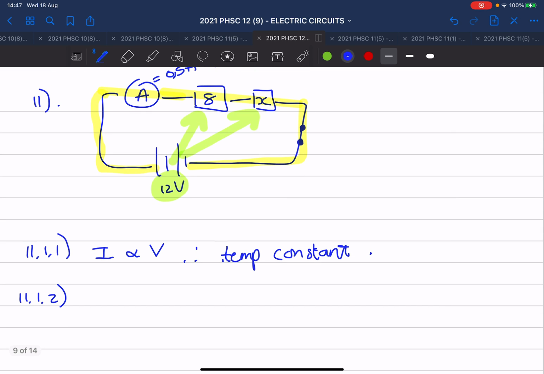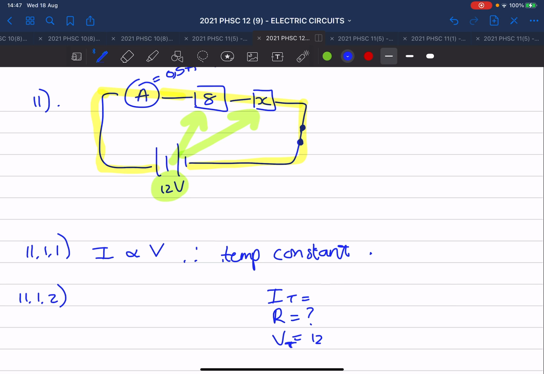11.1.2, they ask, calculate the resistance of resistor X. Okay, now let's check there. What goes through resistance X? The whole current. The total current passes through there. Okay, we want to calculate the resistance of it. We don't know the volts that goes through it, but we do know the total volts is 12.